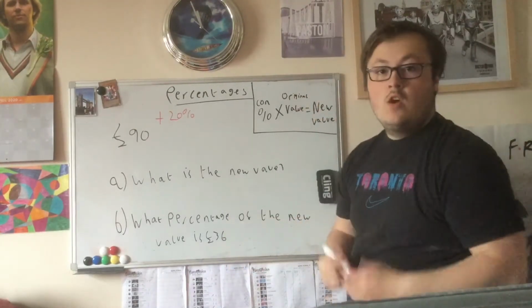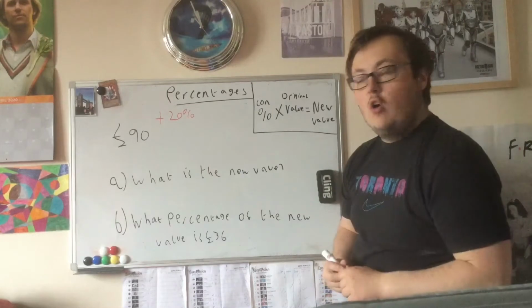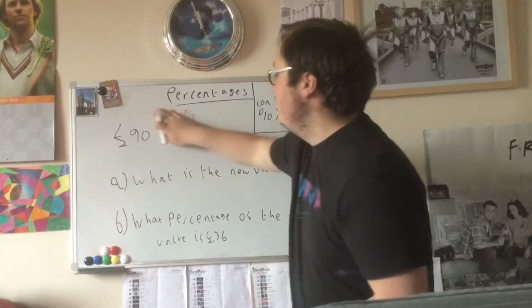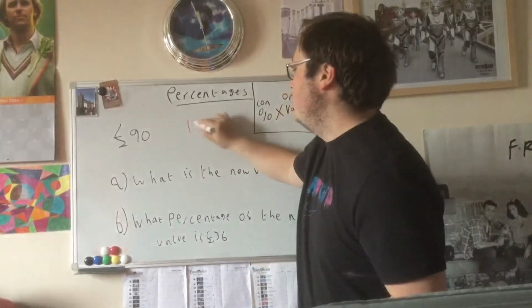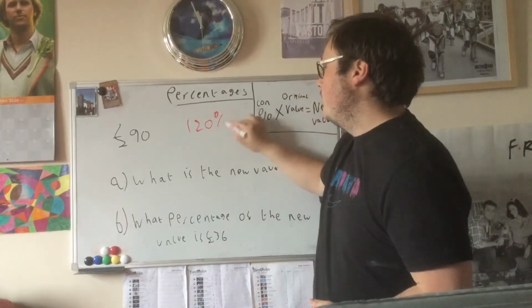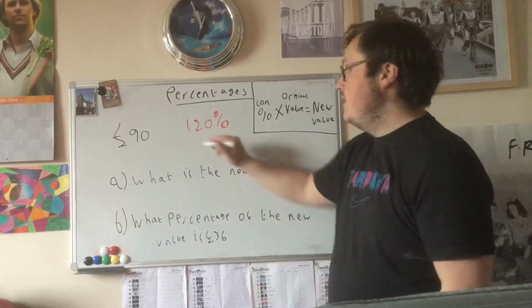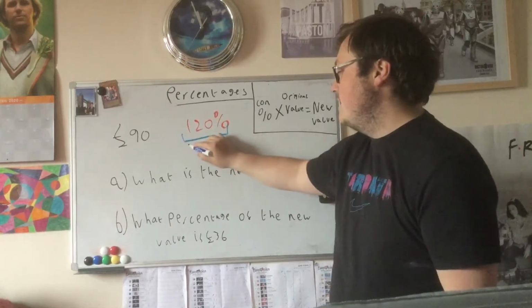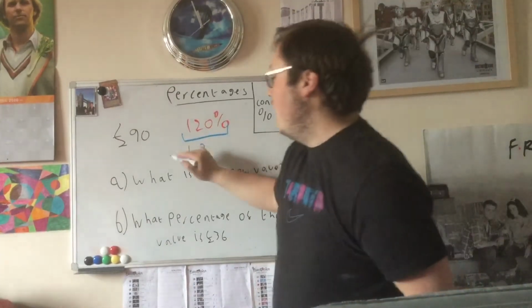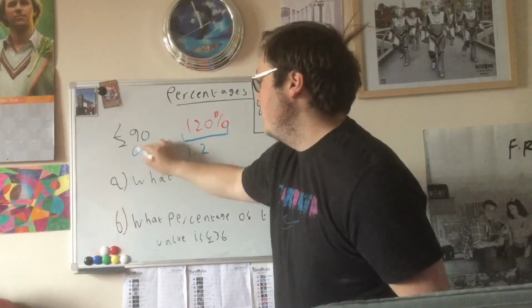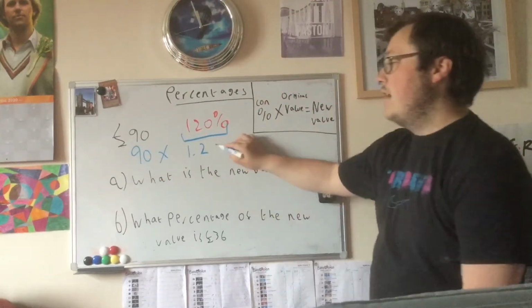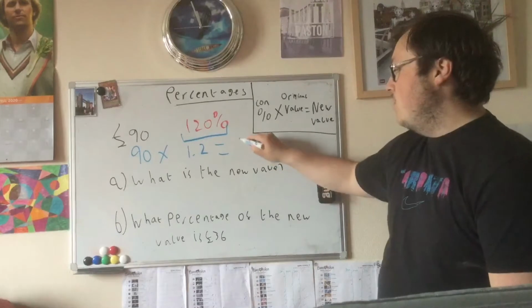So, if we're adding 20% on, then it's going to be 120% in total. And remember what we have to do? Firstly, we need to convert that percentage into a decimal, which is 1.2, and you multiply that by the original, and that will get us the new value, which is £108.